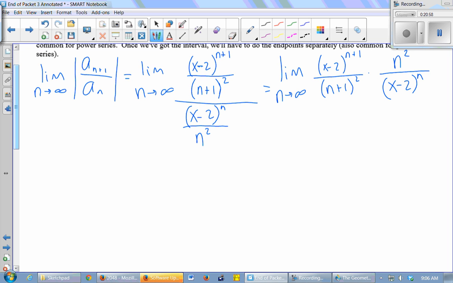All right, what can I cancel right now? The n squareds can't cancel, no, because n plus 1 squared is actually n squared plus 2n plus 1. And you can't cancel things that are separated by addition, right? Only things that are separated by multiplication.